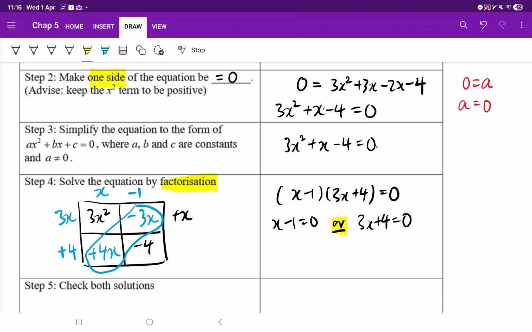And then we solve. How to solve? Bring the number, then after that divide, right? Okay, so x equals to 1. That's the answer on the left. What about the answer on the right? x equals to? Negative 4. No, negative 4 out of 3.